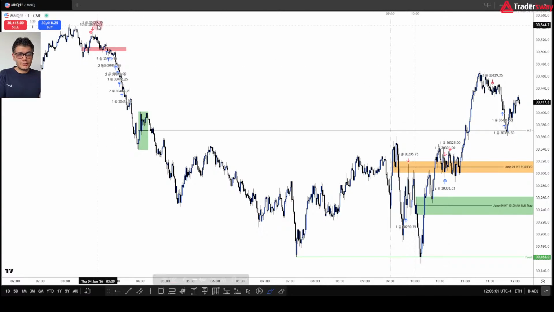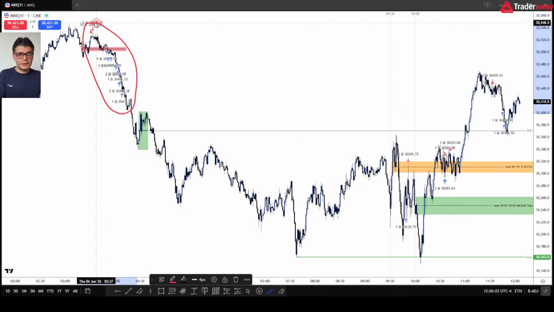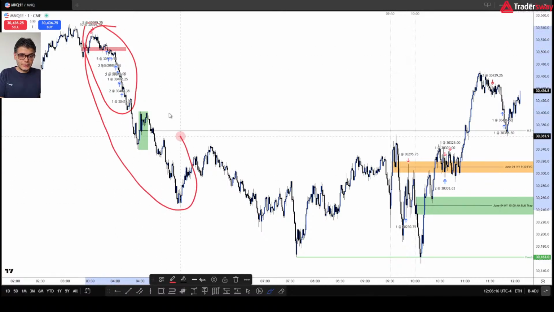Same as this morning where I take this short, you guys can see I took the partials. I did not expect Nasdaq to have this major sell-off all the way down to here, the entire London session. London session is a steady river. There is not enough liquidity. It doesn't make sense to do that.